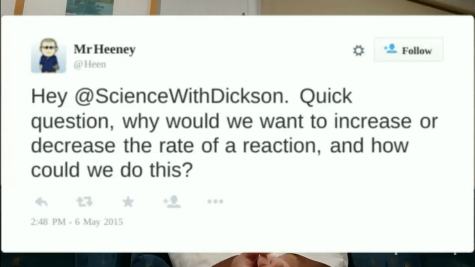Next, Mr. Heaney asks us two questions in one. First, why would we want to speed up or slow down a reaction? Well, we might want to slow down a chemical reaction in order to study it, as if the reaction took less than a second, it would be hard to observe what happened. On the other hand, you might speed up a reaction that takes days or even longer in order to observe it as well. Additionally, in real life, companies may want to speed up the time of a reaction in order to create their product quicker.